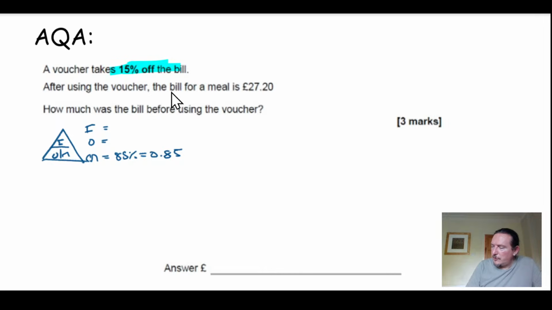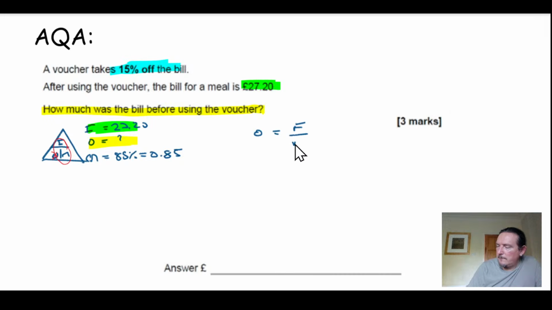So after using the voucher, the bill for the meal is £27.20. So is that the final or the original? The original is the amount that it starts with. How much was the bill before using the voucher? The final is the amount at the end of the meal, which was £27.20. So that's the final one there. The original is what we're trying to find. So covering up the original, it tells me that's the final divided by the multiplier. So original is final over multiplier. It's going to be £27.20 divided by 0.85.